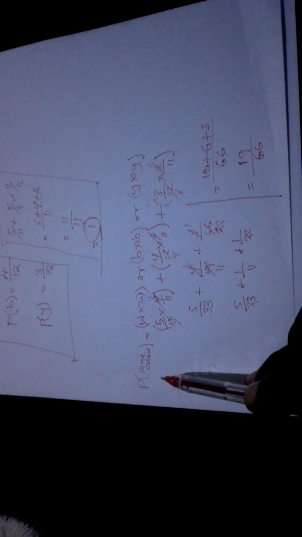over 66. So this looks to be our final answer, because we don't have a number that can go into 19 and 66 without giving us a remainder. So the probability of picking the pieces of chalk of the same color is 19 out of 66.